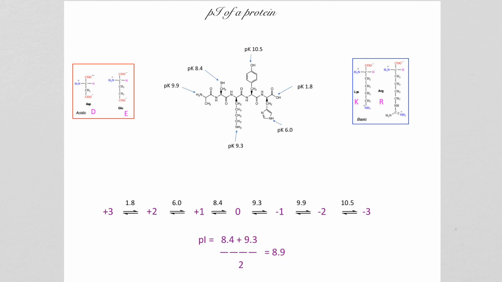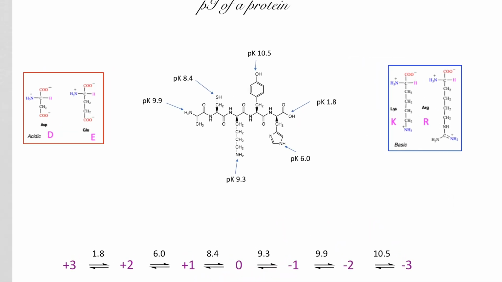So the first thing we do is we take this structure and make every group that has a pK protonated. We can start anywhere, but let's start with, let's say, this amine group here. Let's protonate it, and when it's protonated, it becomes positively charged. This amine, when we protonate it, becomes positively charged. This amine, when we protonate it, becomes positively charged.